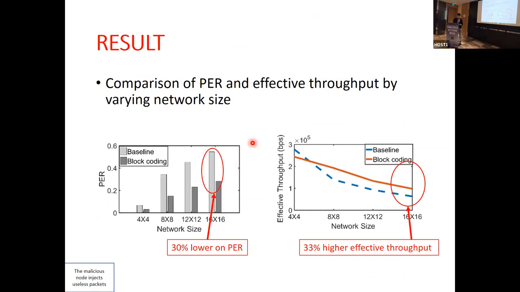Here we show the comparison of PER and the effective throughput under different network sizes. As we can see, when the network size is 16 by 16, the PER of the block coding scheme is 30% lower than that of the baseline scheme due to the error resilience, and the effective throughput is 33% higher.